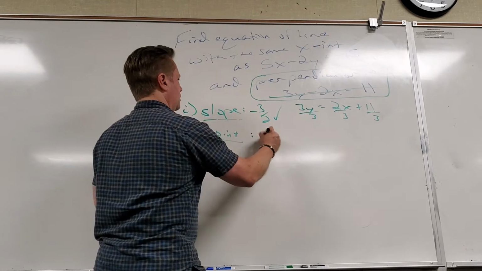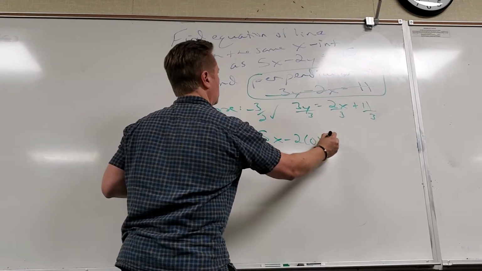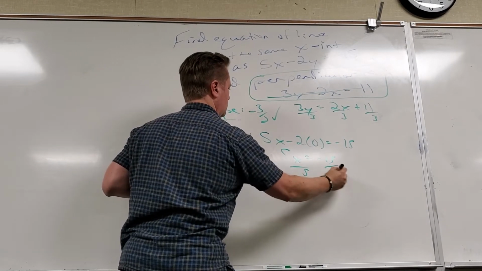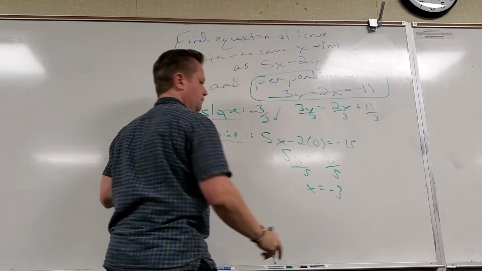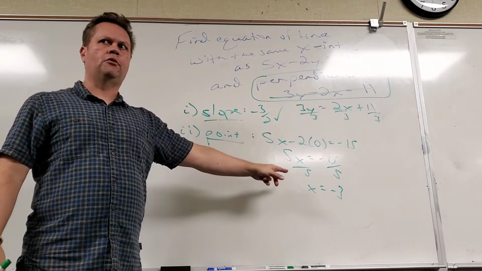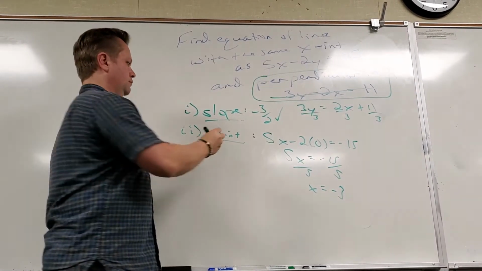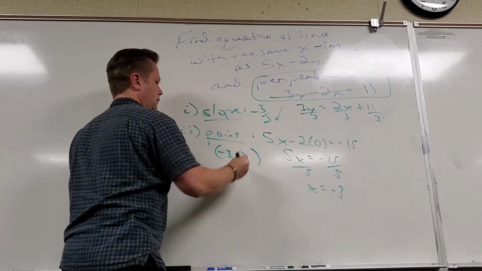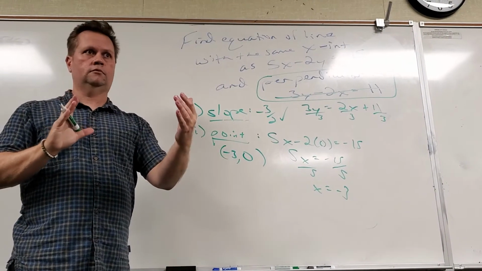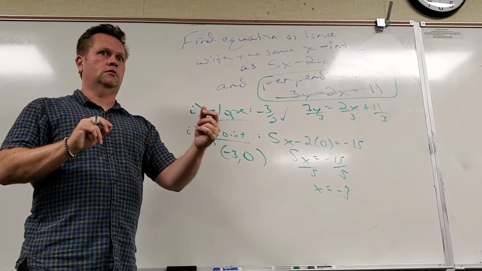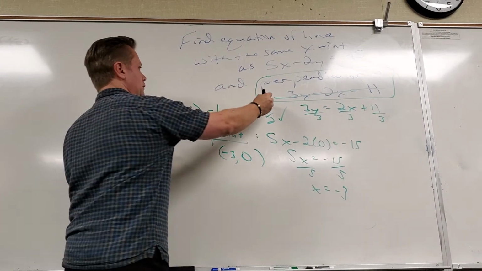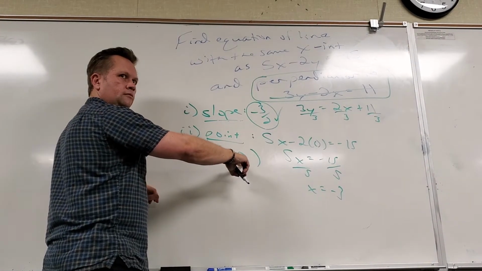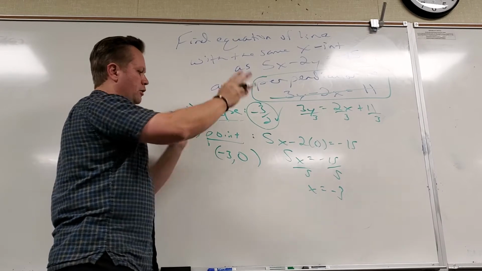So then if I make y 0 in here, I get x equal to negative 3. So what's that point? Careful. Negative 3, 0. X is negative 3 when y is 0. All right, so now I know the slope, I know m, and I know x1, y1. So then I can throw all that together.